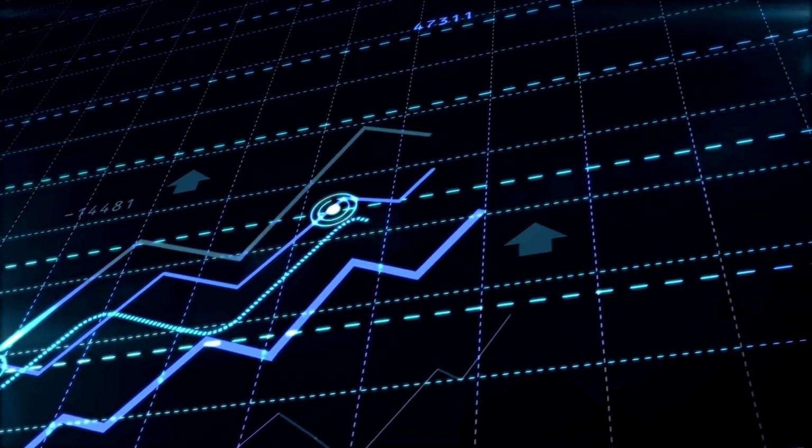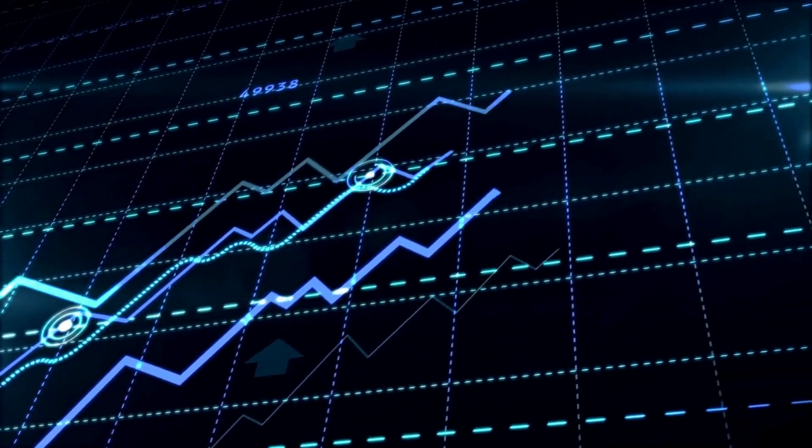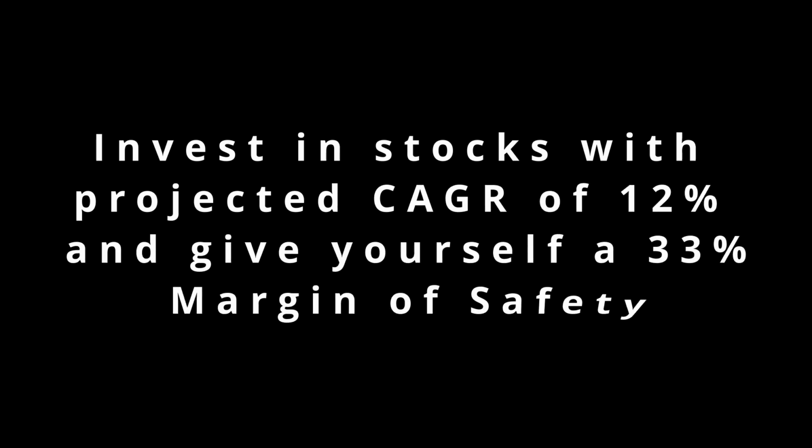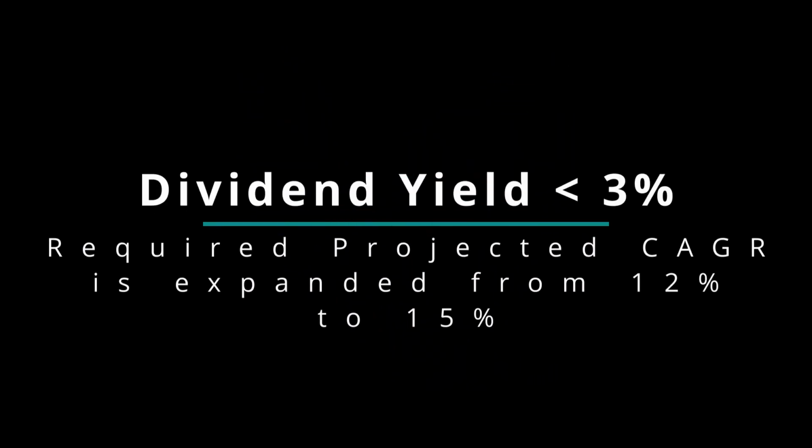Instead of hoping everything goes smoothly with a stock with a projected compound annual growth rate of 8%, invest in stocks with a projected compound annual growth rate of 12% and give yourself a 33% margin of safety. The margin of safety is expanded for fast-growing, low-yield dividend stocks. If a stock has a dividend yield below 3%, the required projected compound annual growth rate is expanded from 12% to 15%, giving you a 47% margin of safety.